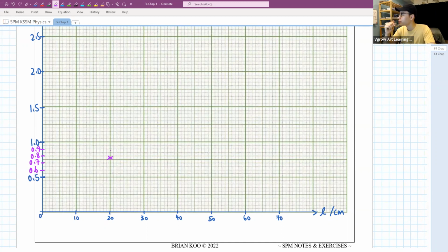And then the next one is 1.23. So 1.0, 1.1, 1.2, 1.3. 1.2 and 1.3 is here. 1.23 would be closer to 1.2.